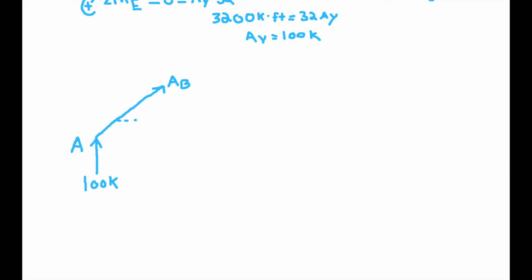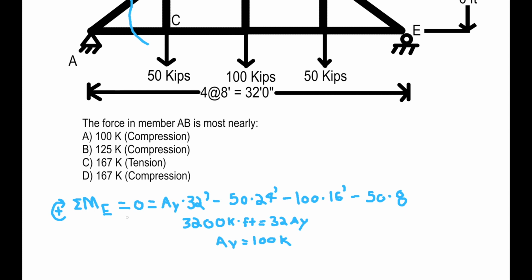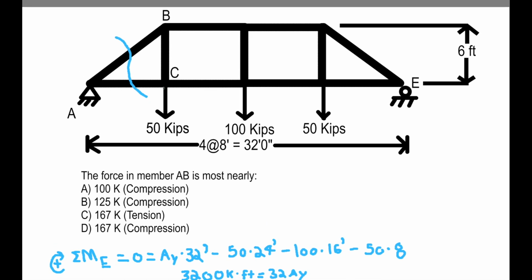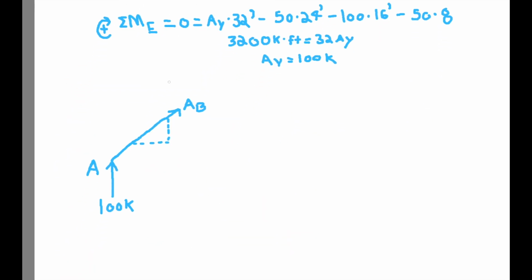So we can just resolve that, because we know that each horizontal piece is 8 feet and the vertical dimension is 6 feet. So we can say that that is going up 6 and 8, and that is a right triangle. We recognize that as a 3, 4, 5 triangle, so that would be 10. And then we also have this horizontal force here, which is the force AC. And so remember, the problem is asking us to solve for the force AB.